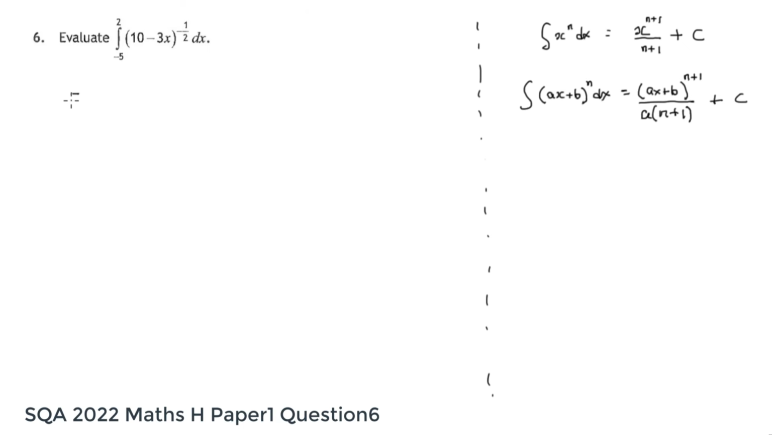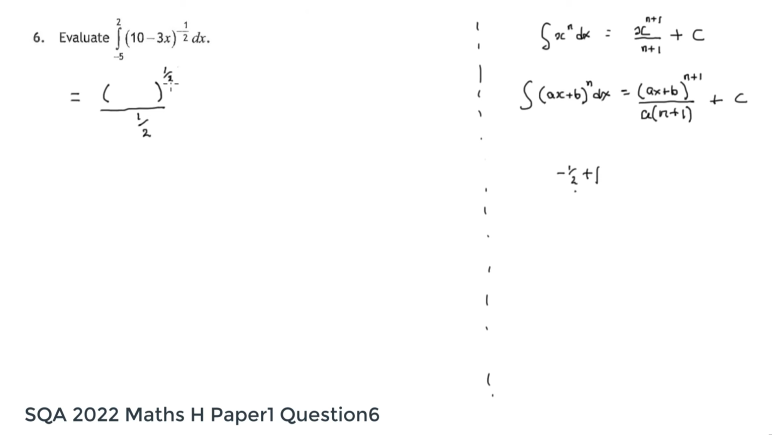So we go ahead with this integration. We take that linear expression, we raise this power by 1, so we've got negative a half plus 1, that's negative 1 half plus 2 halves, that's just 1 half. So adding 1 to negative a half will give us positive a half. So we increase the power by 1 and divide by the new power.